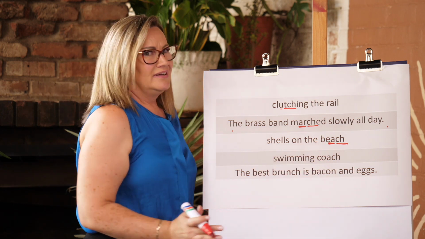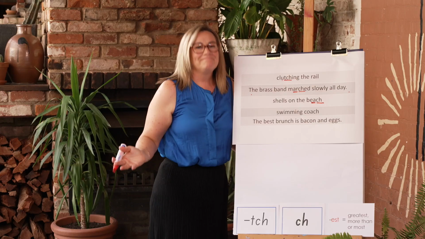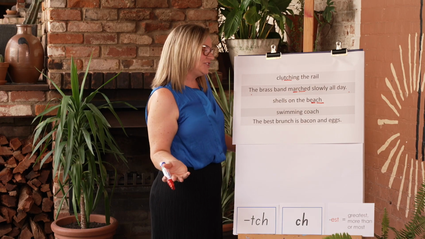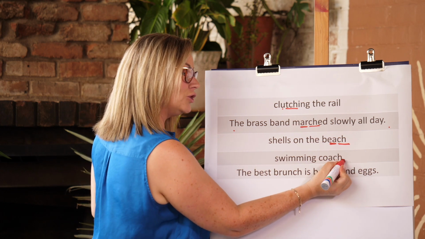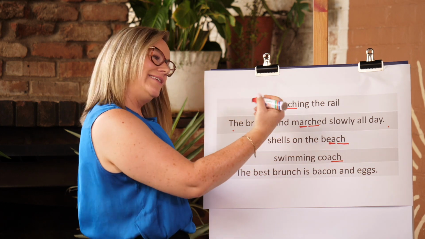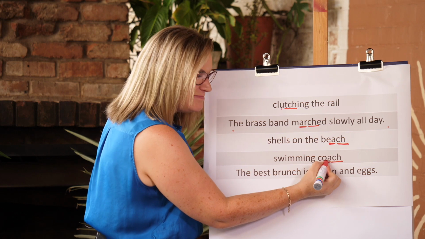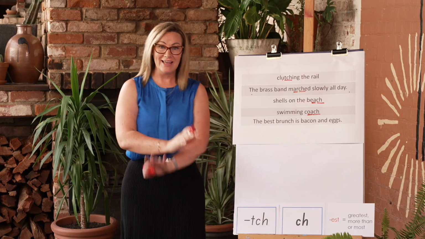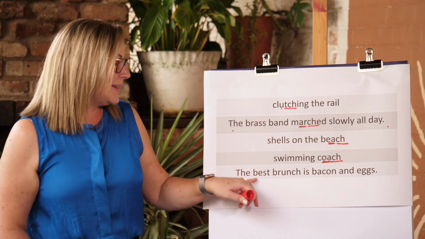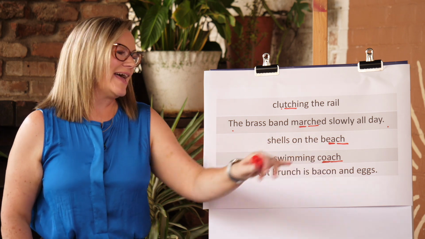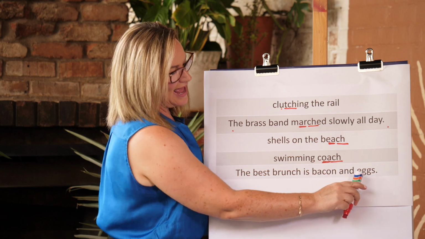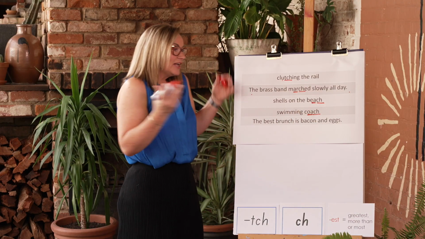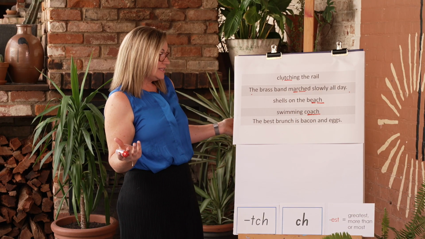Swimming coach, sentence fragment. Fragment, not enough information. Ch, phoneme grapheme, coach. What's before it? Vowel team, CH spelling. Last one. The best brunch is bacon and eggs. Read with me. The best brunch is bacon and eggs. What is brunch?